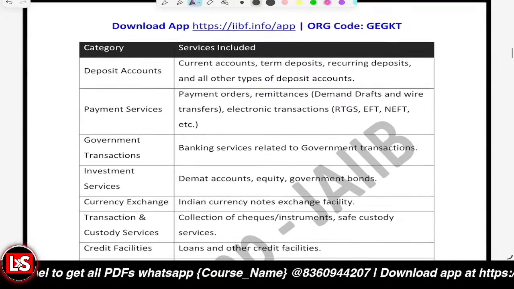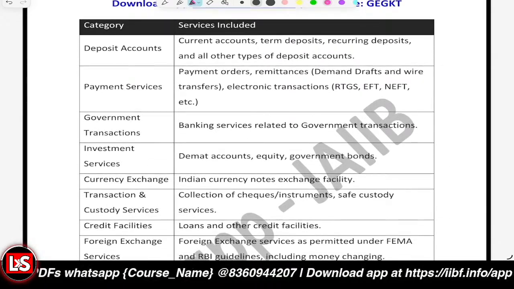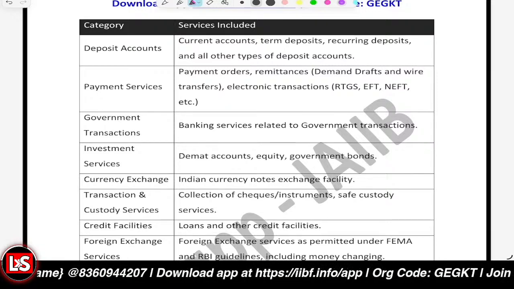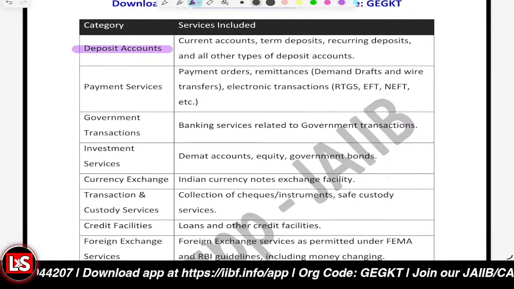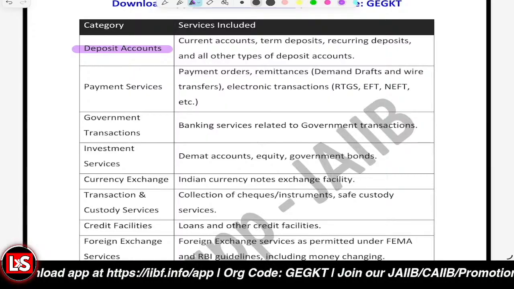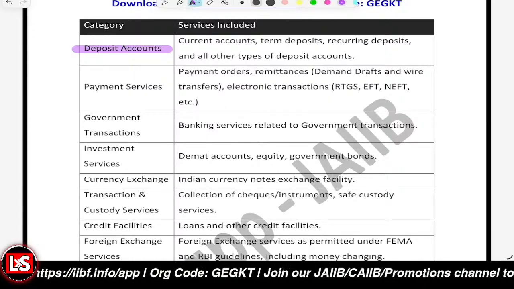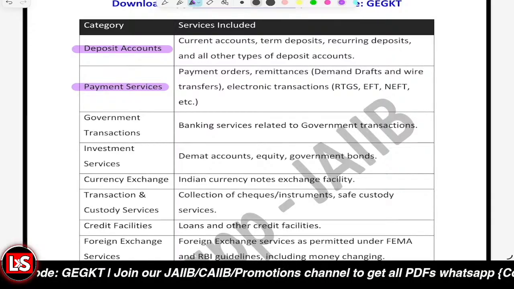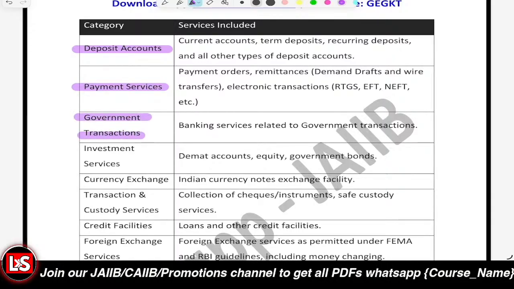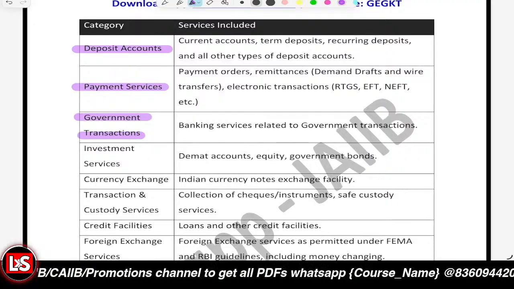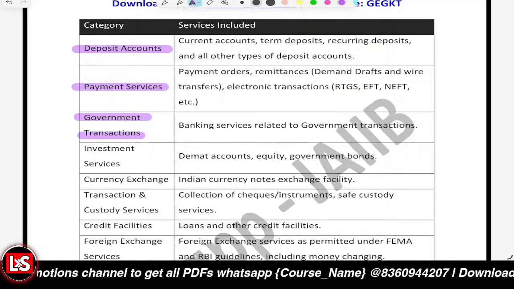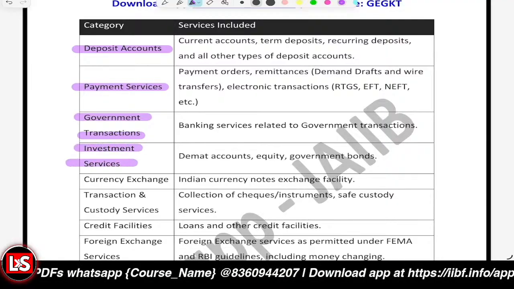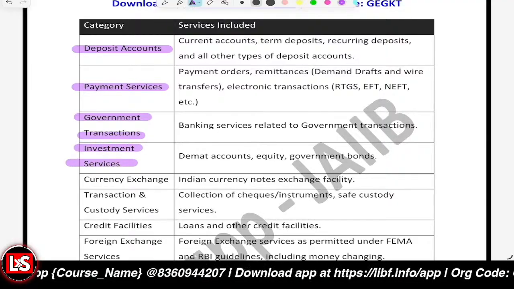And the services which were basically covered under the code, first one, it's related to the deposit accounts, like the savings accounts, current accounts, all these accounts were covered, right? Payment services were covered, like NEFT, RTGS, EFT, etc. Government transactions were covered, like banking services related to government receipts and payments. The investment services were related to demat accounts and equity, and let's say government bonds.